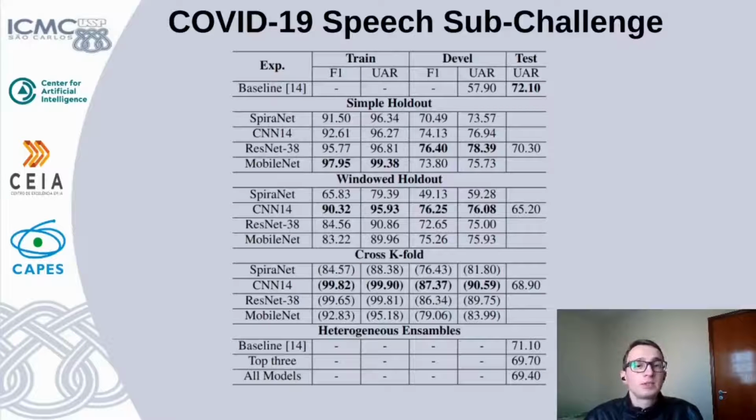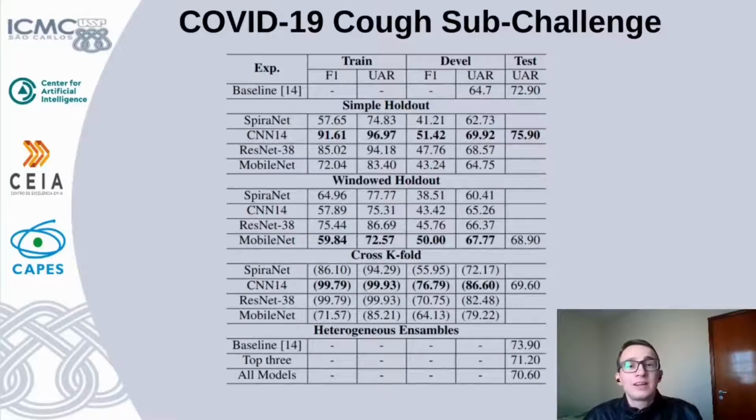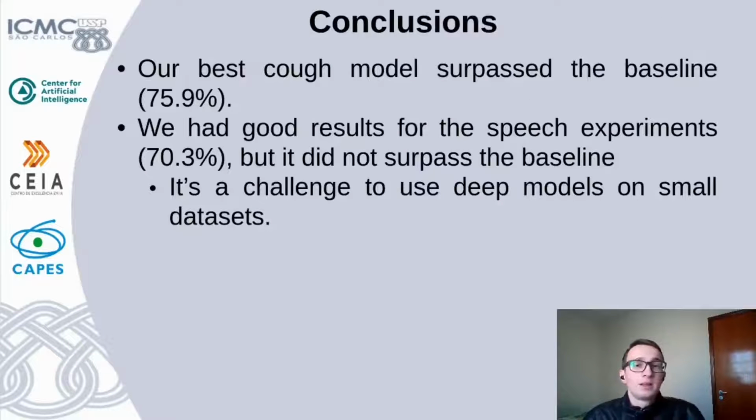For the COVID-19 speech sub-challenge, despite our models having a superior result in the development set, our models achieved a result inferior to the baseline in the test set. On the other hand, for the COVID-19 cough sub-challenge, our best experiments achieved a result 2% above the baseline. Therefore, our best cough model surpassed the baseline, and we had good results for the speech experiment, but it didn't surpass the baseline.